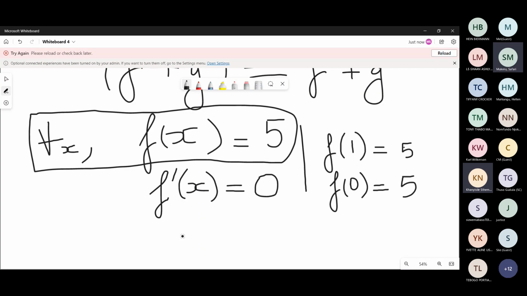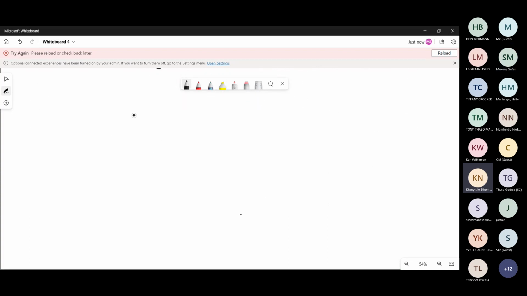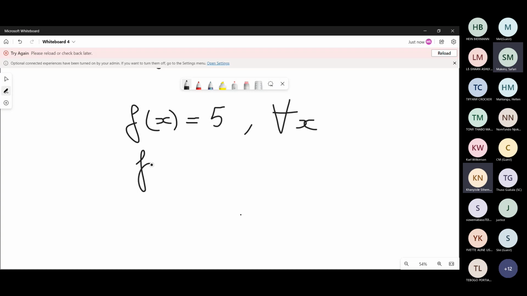Now, if I take the derivative, the change in terms of x, if we remember again the definition, f of x equals 5 for every x, for all values of x. Now, if we take f of x plus h, what will that be?